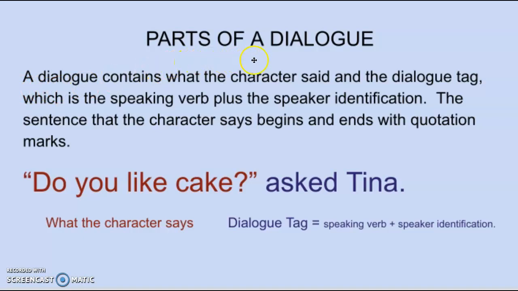There are 2 main parts of a dialogue. A dialogue contains what the character said and the dialogue tag, which is the speaking verb plus the speaker identification. The sentence that the character says begins and ends with quotation marks. "Do you like cake?" asked Tina. The first part is what the character says. The second part, asked Tina, is the dialogue tag. It includes the speaking verb, asked, and the speaker identification, Tina.